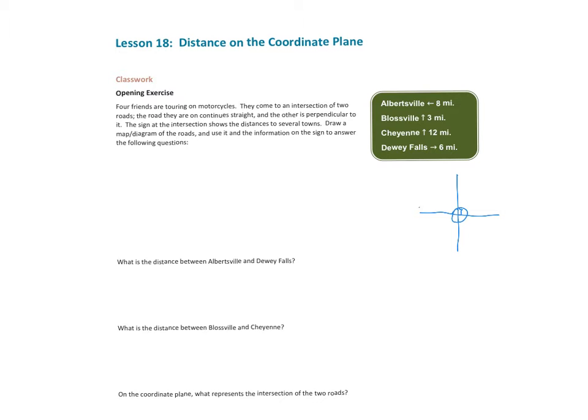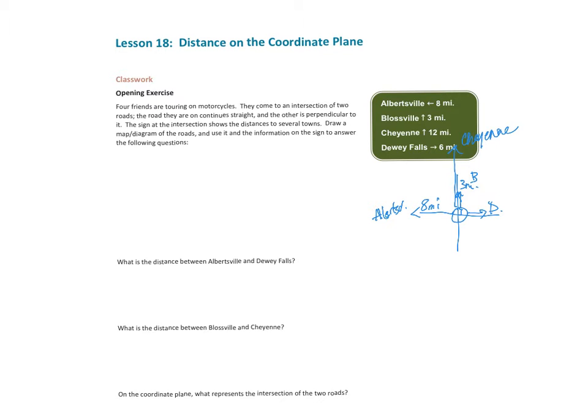If I went this way 8 miles, I would end up at Albertsville. And if I went this way 3 miles, I would be at Blossville. If I continued and went 12 miles, I would end up in Cheyenne. So now I'm thinking maybe Wyoming, I don't know. Dewey Falls would go this way 6 miles. I'm just kind of sketching out what I'm reading. And this says, what is the distance between Albertsville and Dewey Falls?